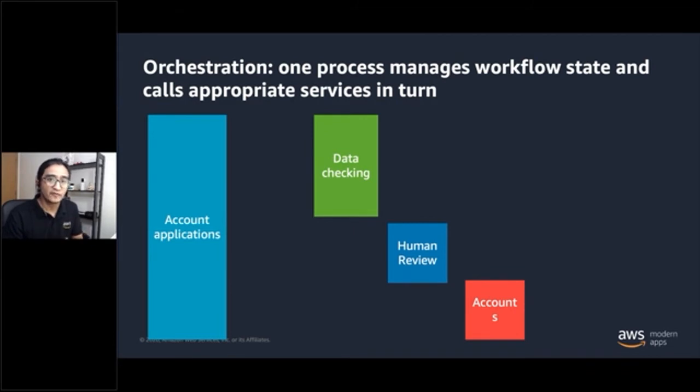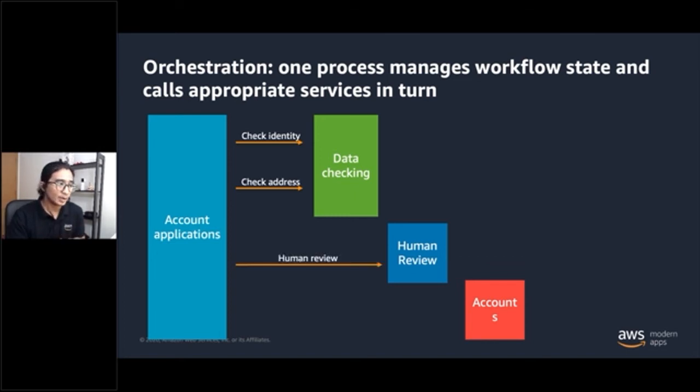So from the point of view of the account application service, it needs to make downstream calls to several other services and react to their responses. Let's quickly go through the steps. When a new account application is received, it calls the data checking service to check the identity information provided in the application. It also verifies the address of the applicant.